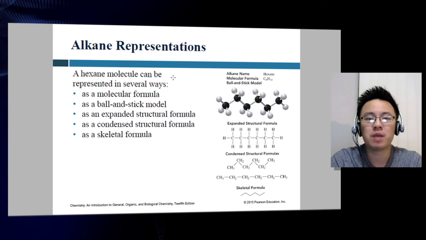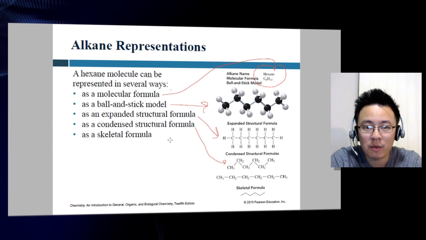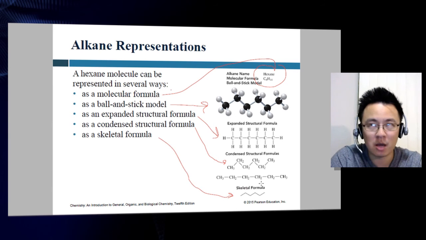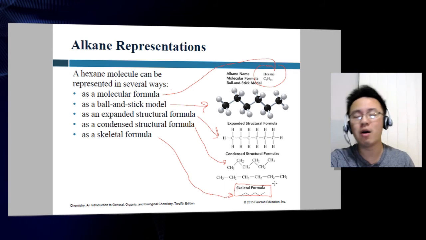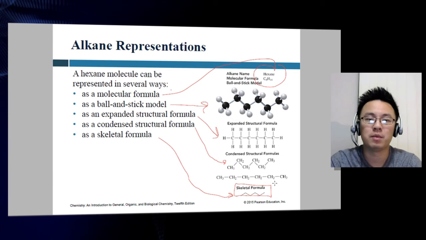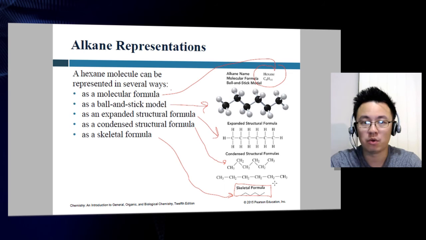Now, a hexane molecule can be represented in several different ways. You can have the molecular formula, which is right here. We can have the ball and stick model, the expanded model, the condensed model, and we can definitely have its skeletal formula. Most commonly, you're going to see it in its skeletal formula, because it is clearly the easiest and most convenient to draw. You should know all of these 5 ways to represent a particular molecule, in the event that on an exam I may ask you to draw this or that.